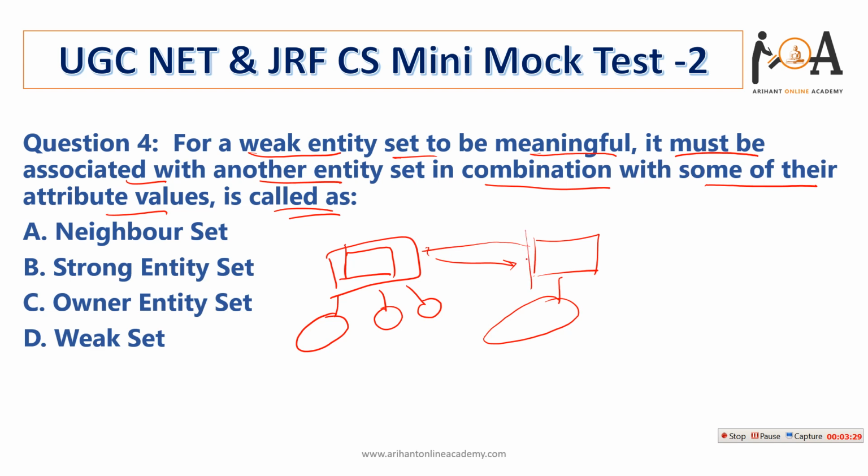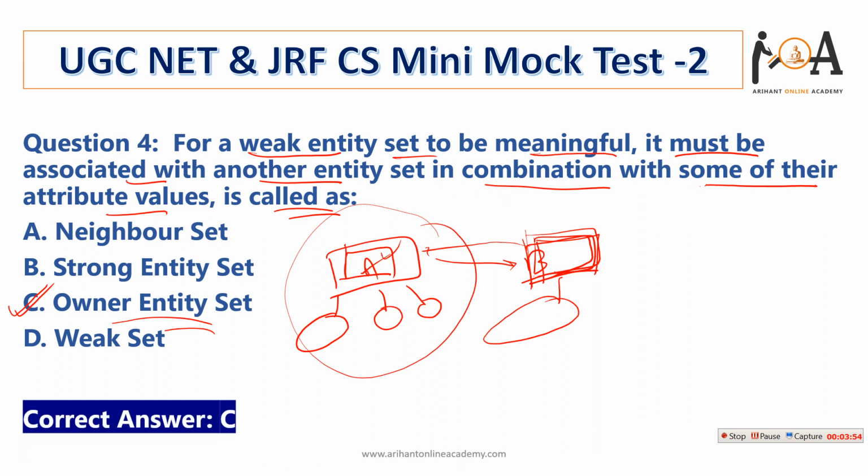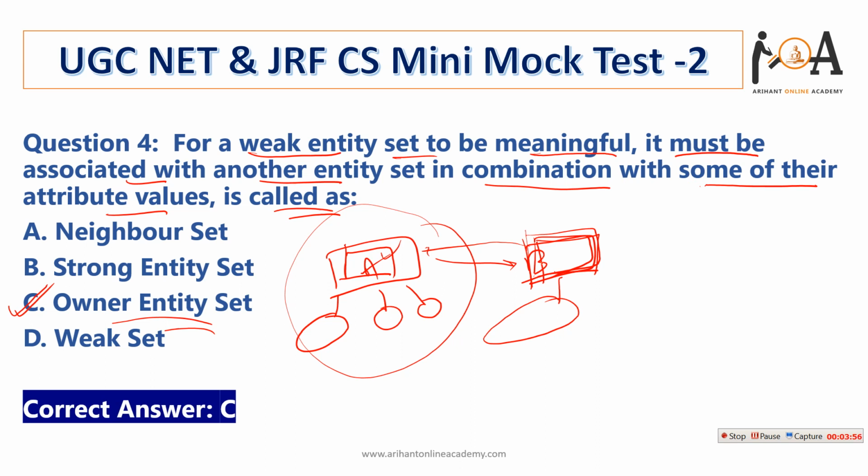So the entity from which it will take help, suppose this is the A entity, this is the B entity. A takes help from B to make A itself strong. So B is called as owner entity set, and after taking help, A will be called as strong entity set. But the question was with another entity set with some of their attributes is called as, so it will be called as owner entity set, because here the information about B is asked of us.